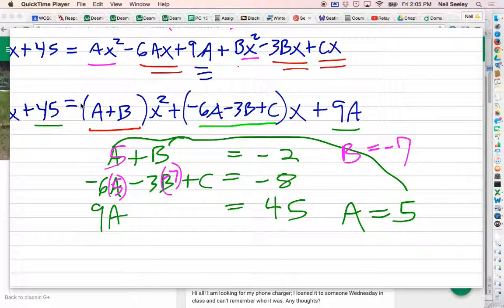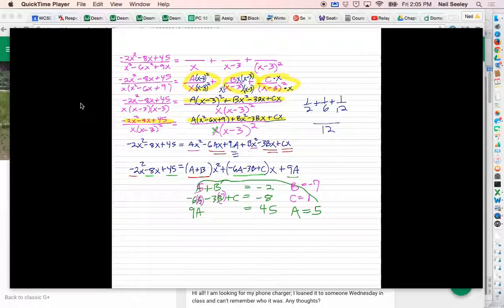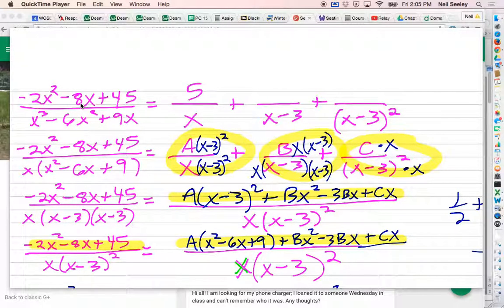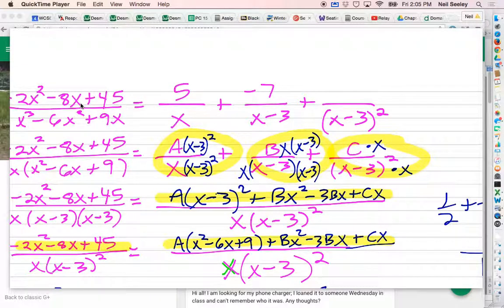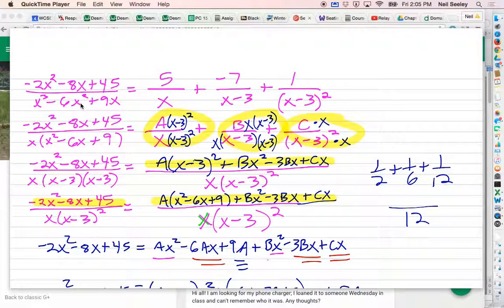Negative 30 plus 21. And then you subtract it or add it to the other side. We got, is that 1? There you go. We just found them. A is 5. So back in the beginning, A is 5. B, negative 7. And C is 1.